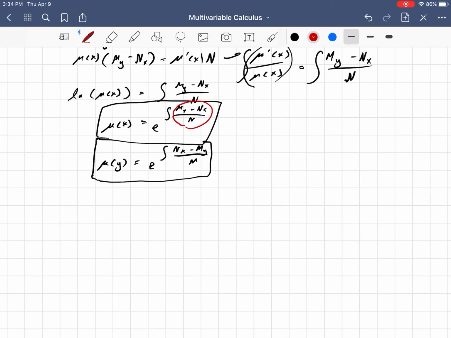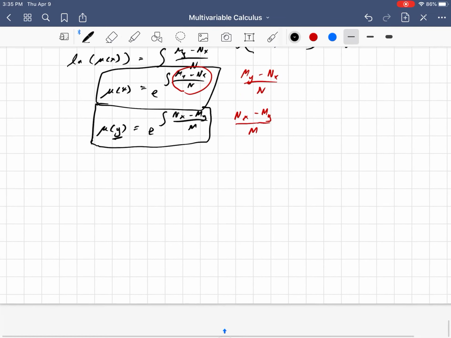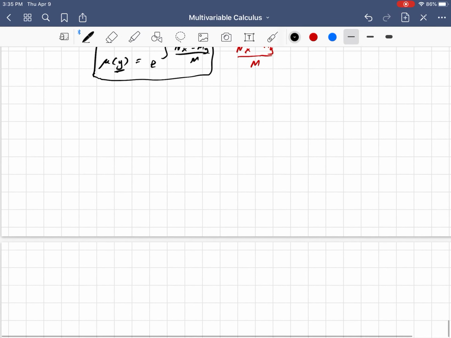The reason why they may or may not work is because this M sub y minus N sub x over N needs to be solely in terms of x, and many times it is in terms of both x and y, which can be problematic. It needs to be solely in terms of x because mu is just a function of x. And likewise, N sub x minus M sub y over M needs to be solely a function of y, since mu is just a function of y.